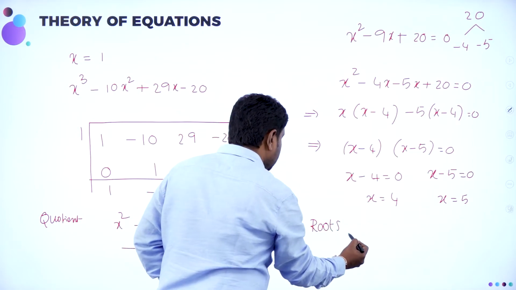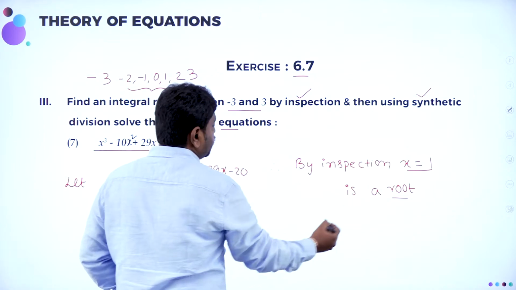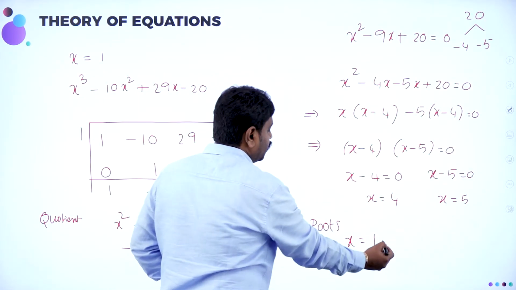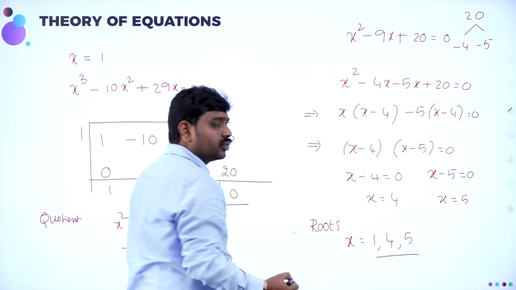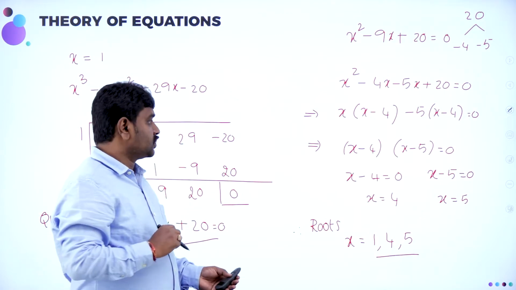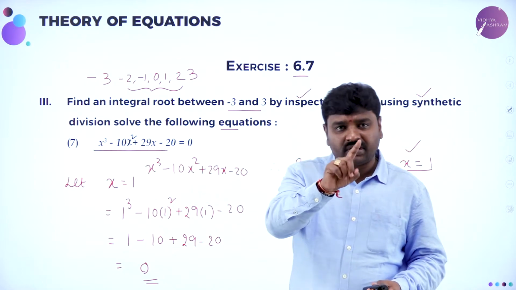We got the roots. X is equal to, the first root you got by inspection. By inspection you got x is equal to what? 1. That I'll write. Now by solving you got 4 comma 5. So a cubic equation will have 3 roots. We got all 3 roots: 1, 4, 5.